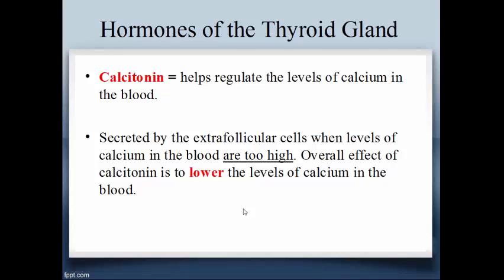Next one, calcitonin. This will help regulate the levels of calcium in the blood. Now this is secreted by those parafollicular cells, or C cells. And it's secreted when calcium in the blood gets too high. So the overall effect of calcitonin is to lower blood calcium. We can think about it, L for lower, L in calcitonin here.